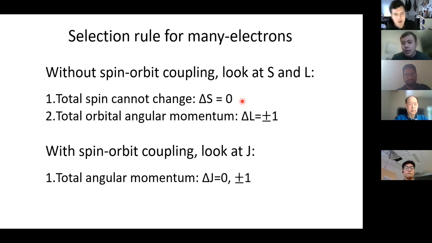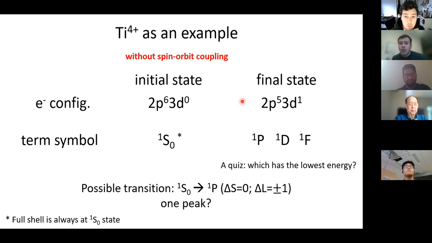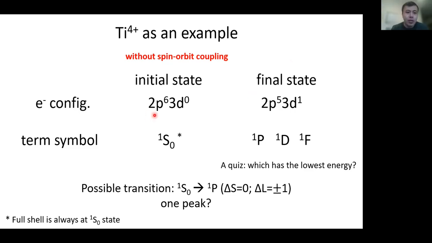Okay, so let's look at some applications. We'll still use the 3d0 titanium 4+, probably the simplest transition metal L-edge spectrum we'll ever encounter during the research. So without spin orbital coupling, we see that the initial state is the ground state. We have no 3d electron. We have the full 2p electrons, right? And once we do the excitation, this is the final state we'll get, and it's 2p5 3d1.